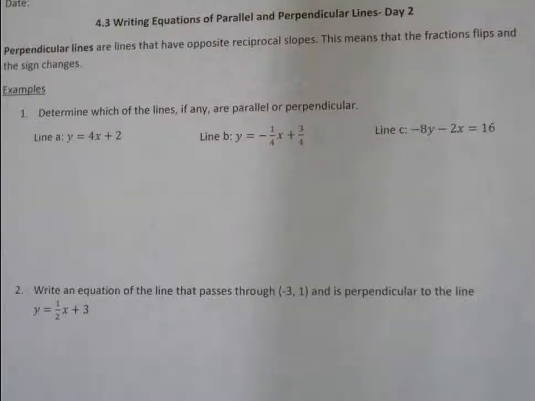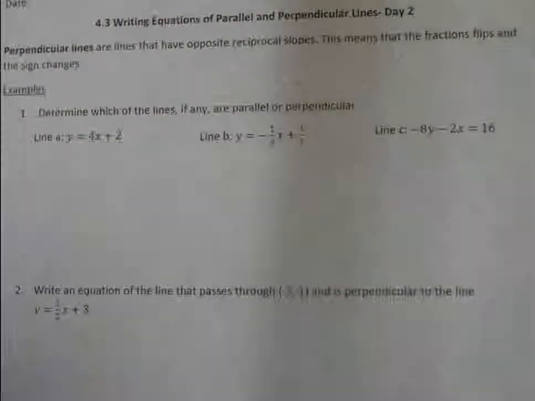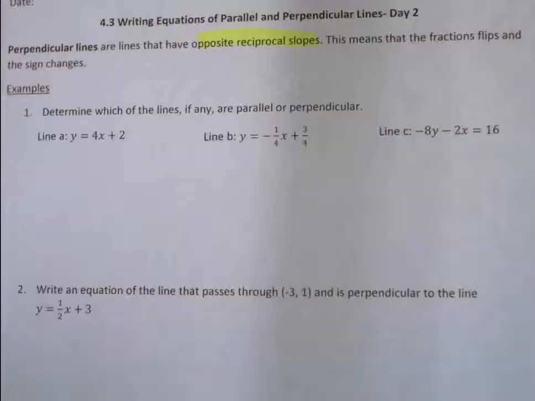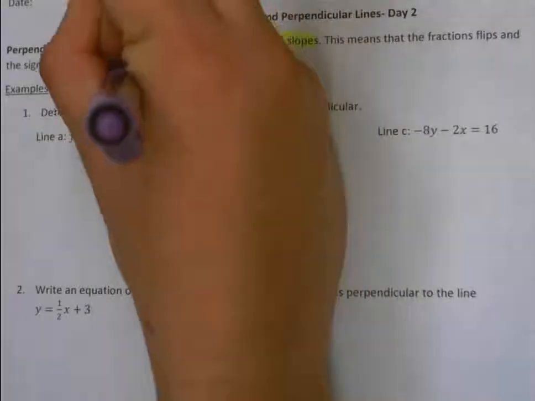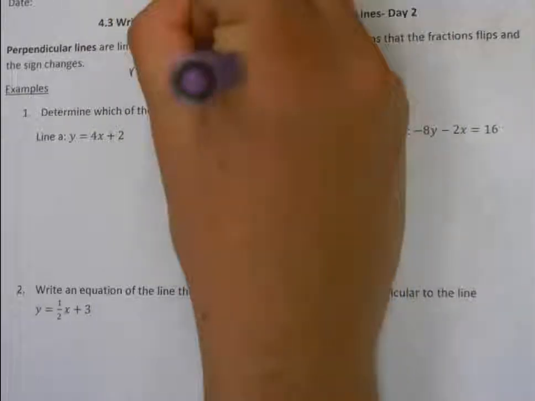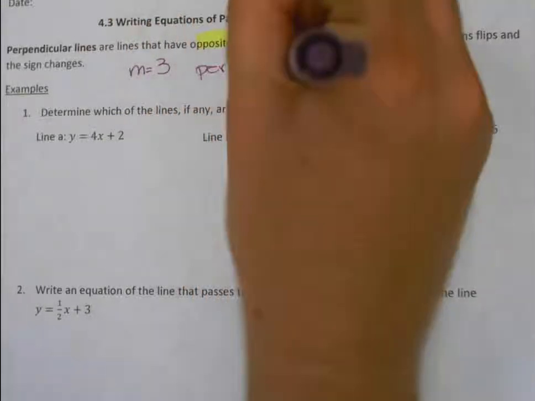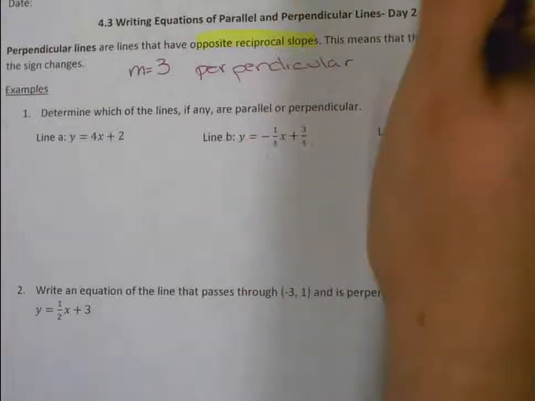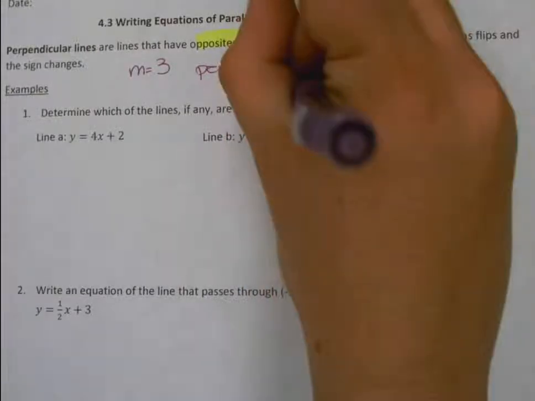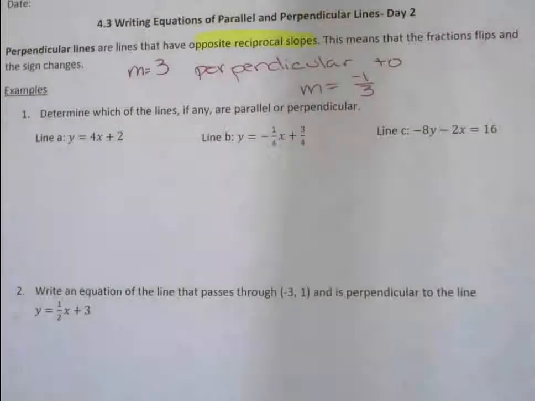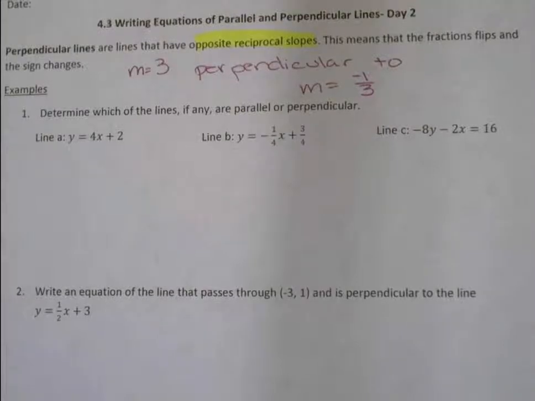So today we're learning about perpendicular lines. These are lines that have opposite reciprocal slopes. So that means if I have a fraction, it's going to flip and the sign will change. For example, if I have a slope of 3, it's perpendicular to a slope of negative 1 over 3. Because if I flip the fraction, it's going to turn into 3 over 1, and if I change the sign, it's going to be positive.